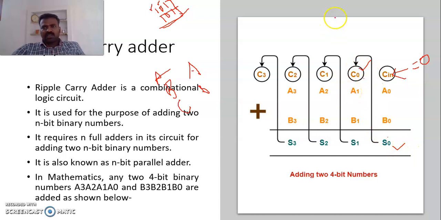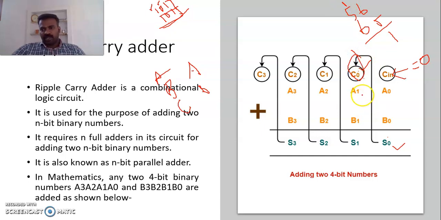Okay. This is our normal addition. See, just add the numbers 56 and 65. How to add in normal addition? 6 plus 5, 11. Remaining 1 will come. That 1 will go to the next position. That is, carry will go to the next position.